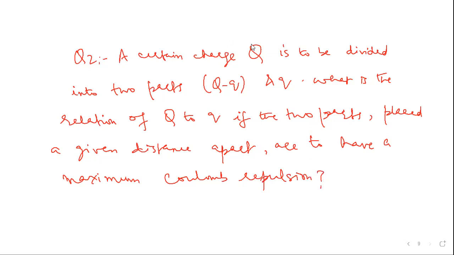I repeat the question. A certain charge Q, capital Q, is to be divided into two parts, capital Q minus small q and small q. What is the relation of capital Q to small q if the two parts placed a given distance apart are to have a maximum Coulomb repulsion? So do your homework.